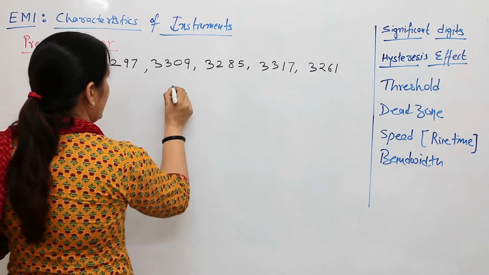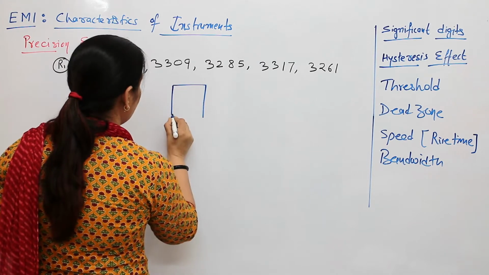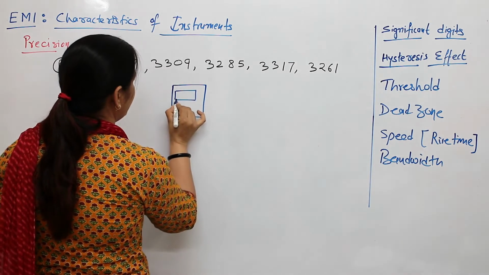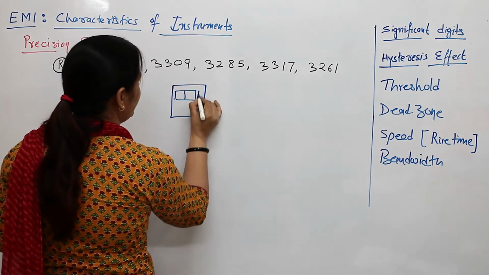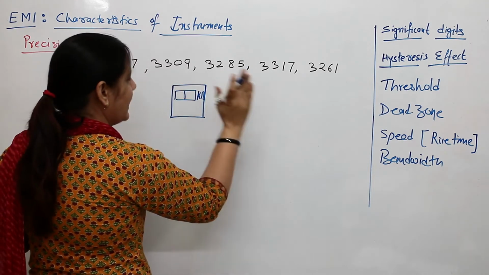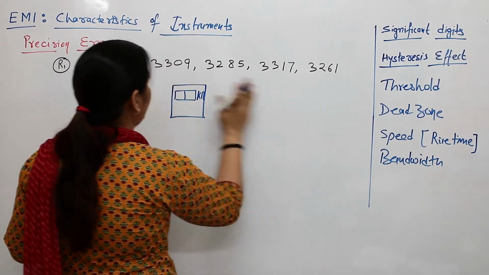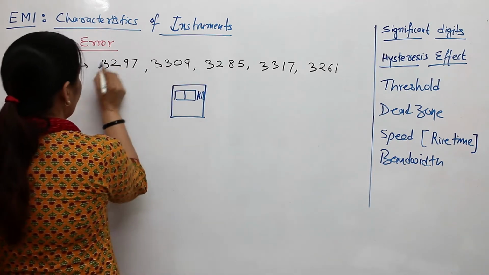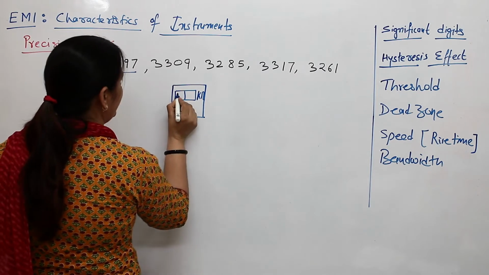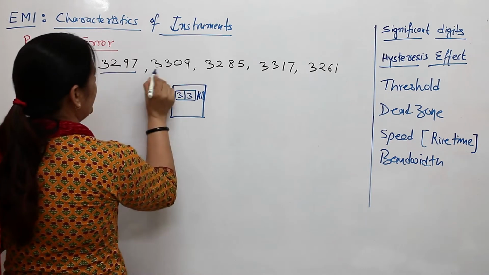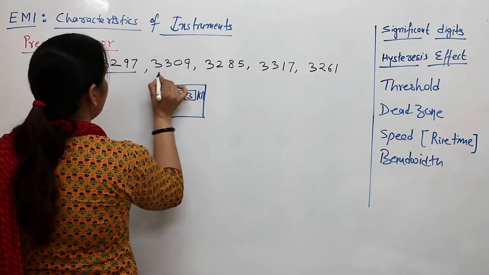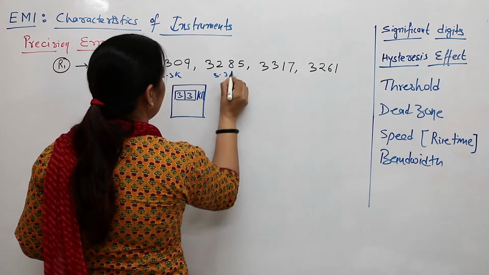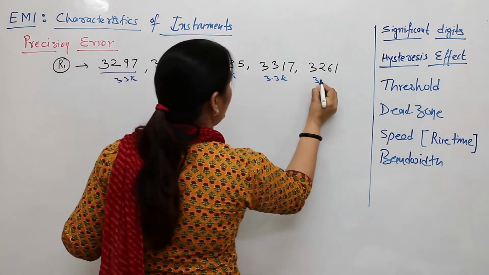So if this is our measuring instrument, it displays in two digits with the unit kilo ohm. Whatever reading comes, it will be rounded off and mentioned in this manner. So if the reading is 3297, it will be displayed as 3.3 kilo ohm. This will again be displayed as 3.3 kilo ohm, and again 3.3 kilo ohm, 3.3 kilo ohm and 3.3 kilo ohm.